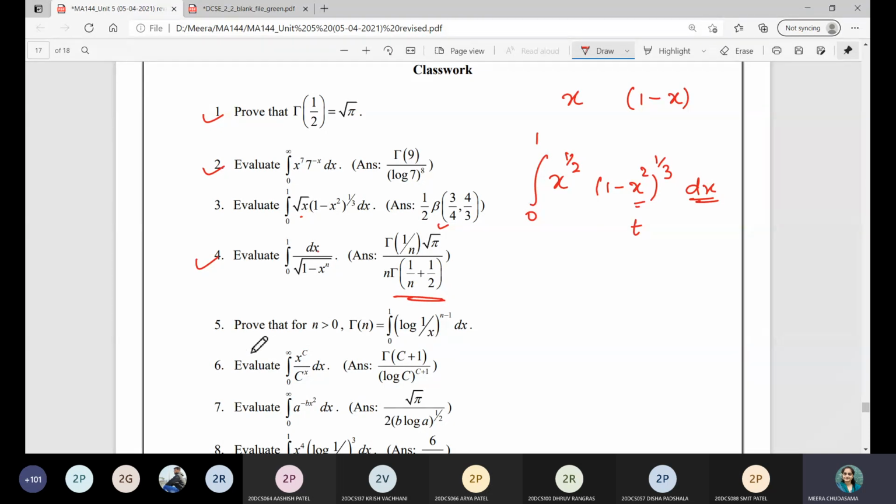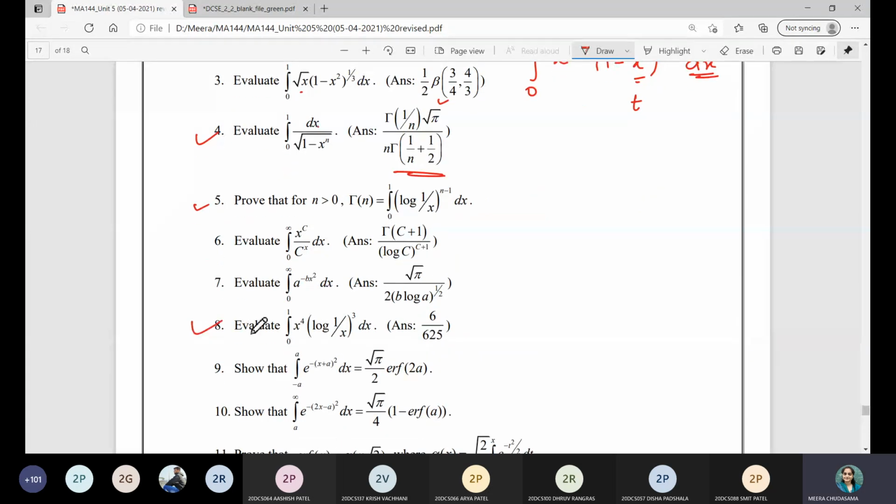After that, let us consider now this one. Do you want to solve this? Okay, this one you will solve later. This example is similar to it, where log 1 upon x is involved, right? So let us solve 8 first, after that you will be able to do this easily. So let us solve 8 first, which is x raised to 4 into log 1 upon x raised to 3 dx.